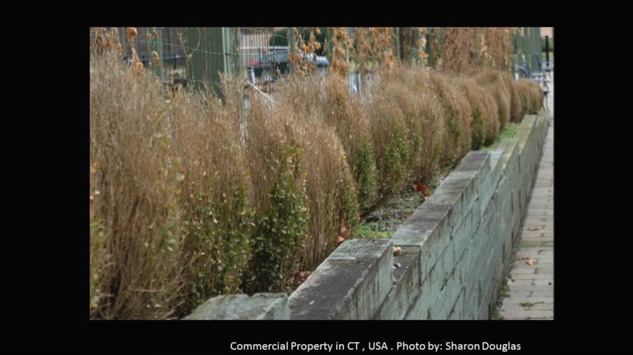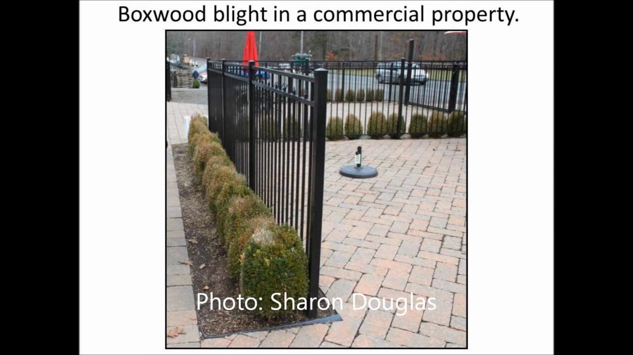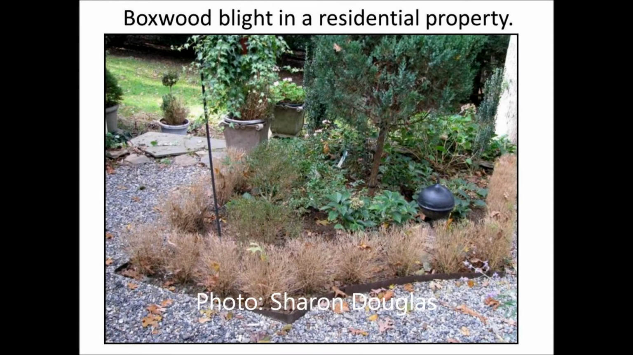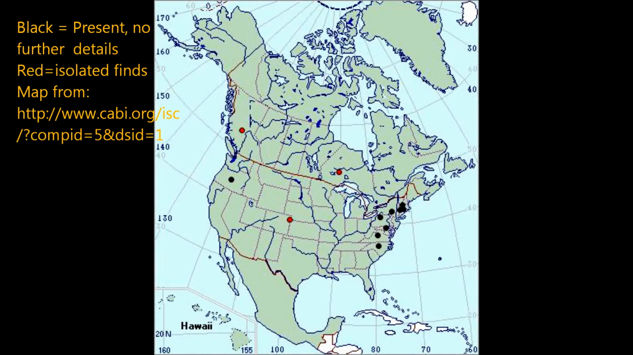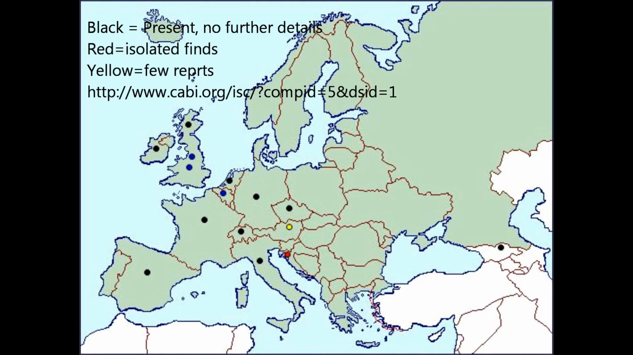In September 2011, a new disease of boxwood called Boxwood Blight was reported for the first time in North America. Currently, the Boxwood Blight pathogen has been reported with isolated finds in 10 states and 2 Canadian provinces. Prior to its find in North America, the disease was known to be distributed throughout Europe and New Zealand.